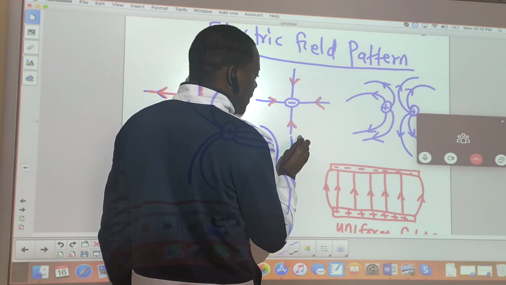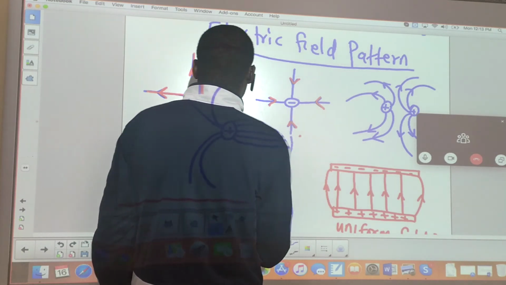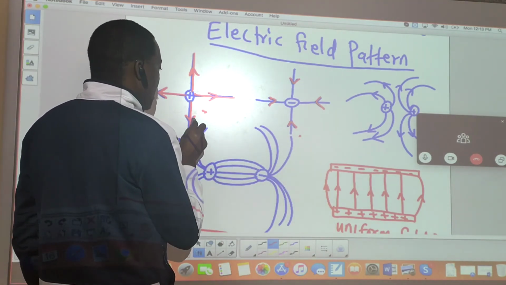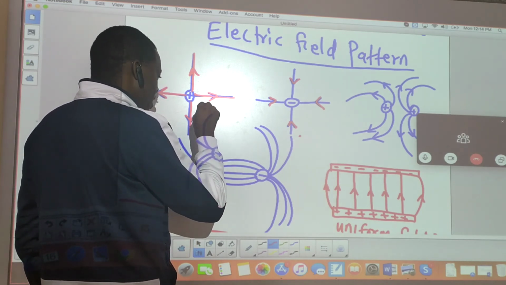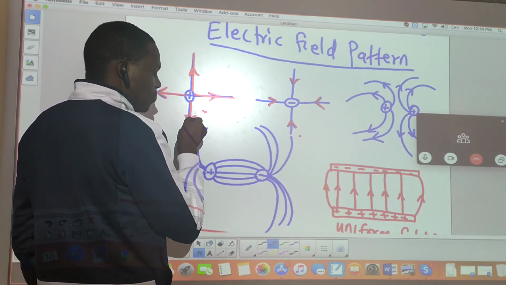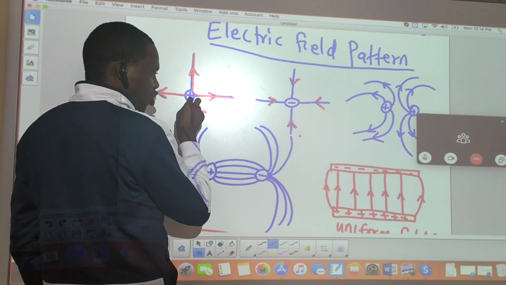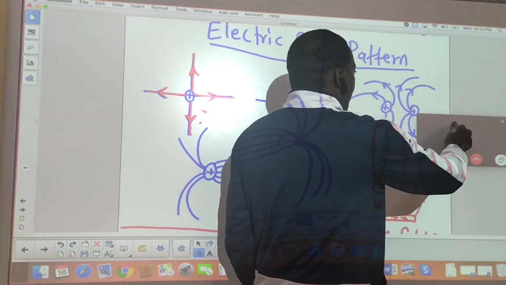Alright? So if you place a positive charge here, it's going to go straight here because it's going to be attracted. But if you place a positive charge here, it's going to go away. That's why the arrow is pointing downwards or away from the charge. Okay? But just look at this.